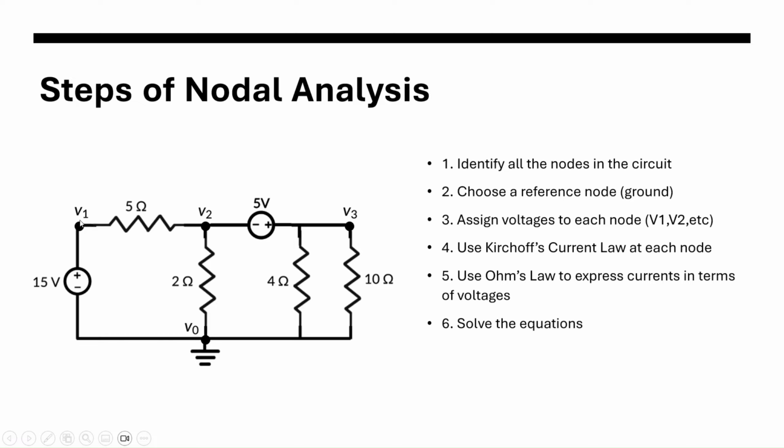So we assign V1, V2, and V3, and then we use Kirchhoff's current law at each node. We then use Ohm's law to express each current in terms of voltage and resistance. Since resistance is already known from the circuit, we can put these equations in terms of V and solve for V. Now we will look at a practice question.